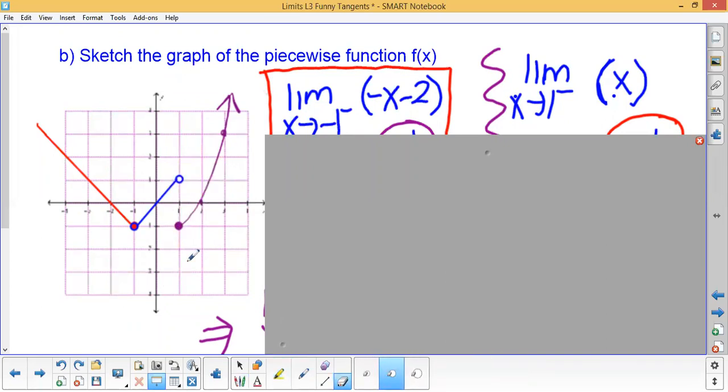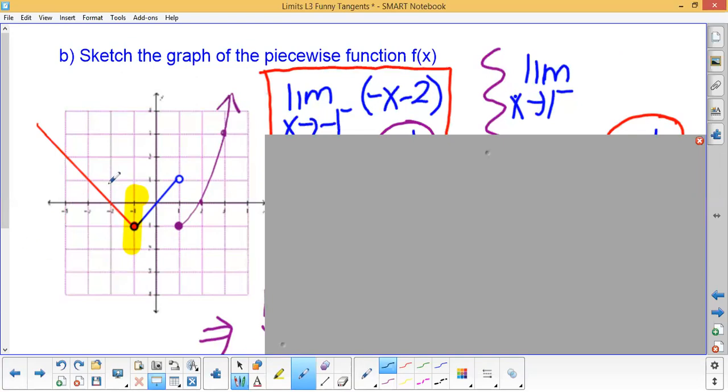So I'm going to erase what's already on the screen. And we are looking at the limit when x is approaching -1. So I don't need to worry about my purple graph at all. I just need to worry about two equations. Let me get this out of the way, and I want to erase this a little bit. Okay, so the first equation is negative x minus 2. That is my red graph.